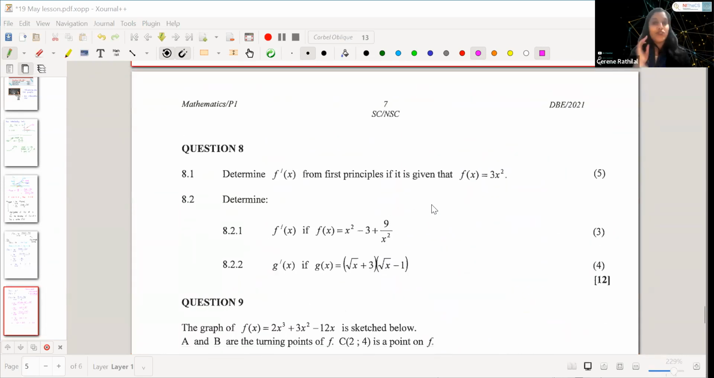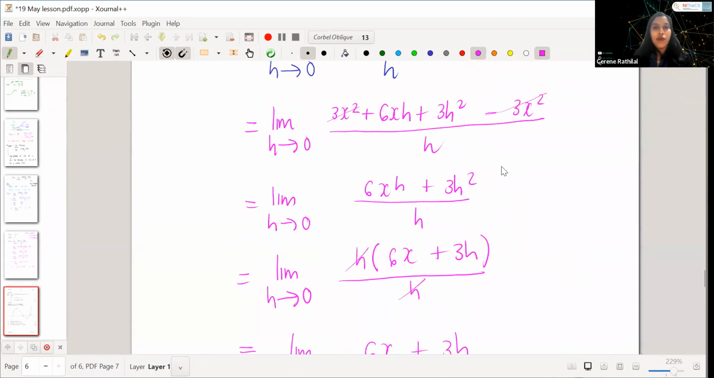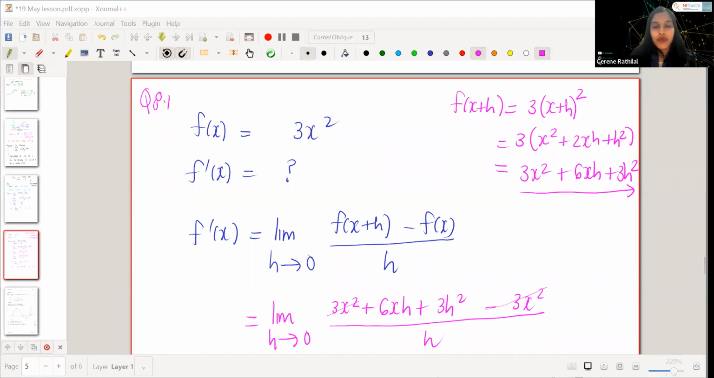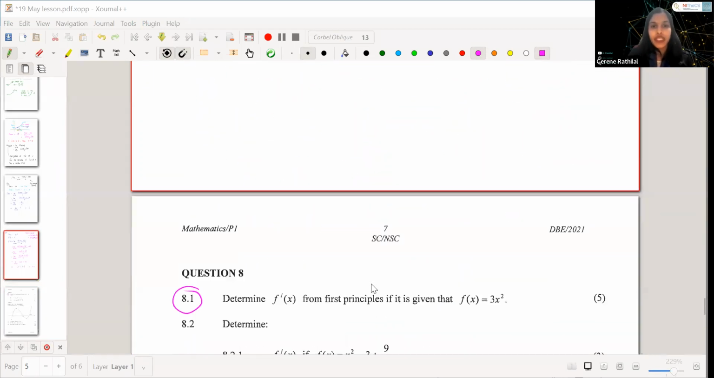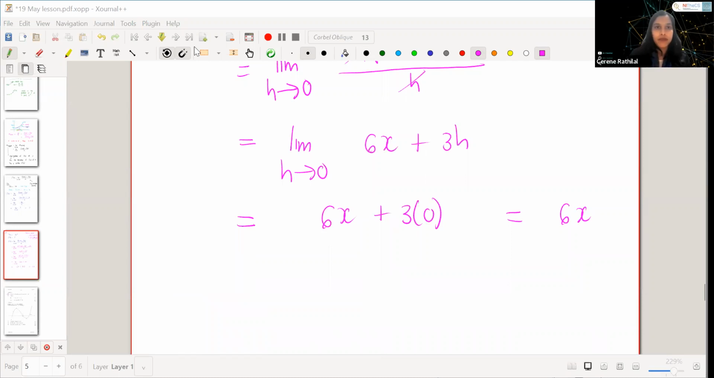I just answered this question, 3x squared. So we just answered question 8.1. This was last year's December examination, and it said determine f prime of x from first principles where f of x is 3x squared. And that is precisely what we had answered here. So this was question 8.1. I'm just quickly looking at the chat box. Yes, many of you have said, let's do one more example. So we've done the question 8.1. We will come back to 8.2. Let's do one more example from first principles together.